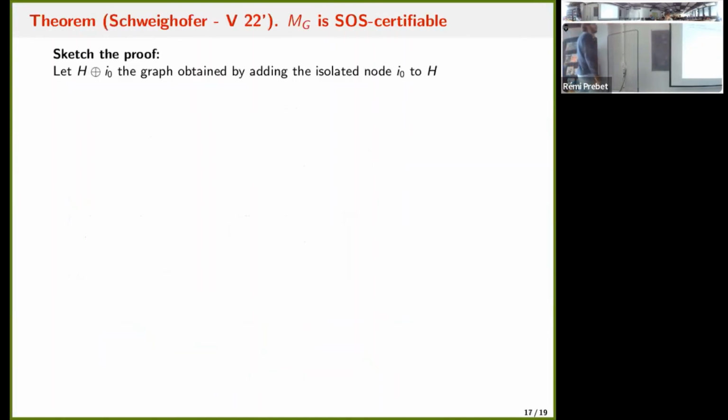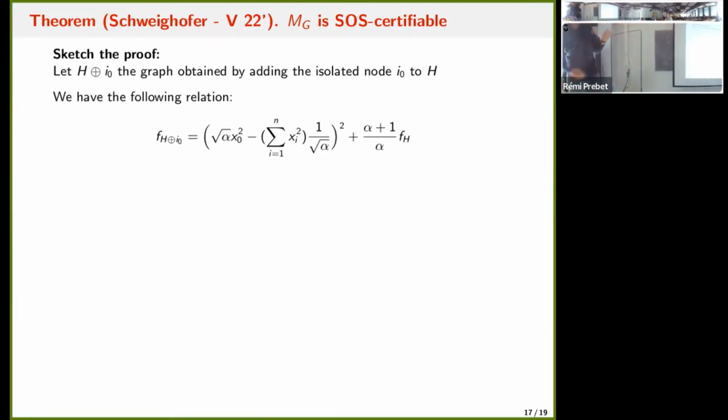Okay, so now we show our main result that MG is SOS certifiable. Let me explain more or less the idea. Consider the graph H plus one isolated node. This H plus I0 is the graph obtained by adding the isolated node I0 to the graph H. Then we have the following relation. Maybe I forgot to write what f of g is. So f of g is the associated polynomial, this one. For a graph, fg is just the polynomial associated to the matrix mg.